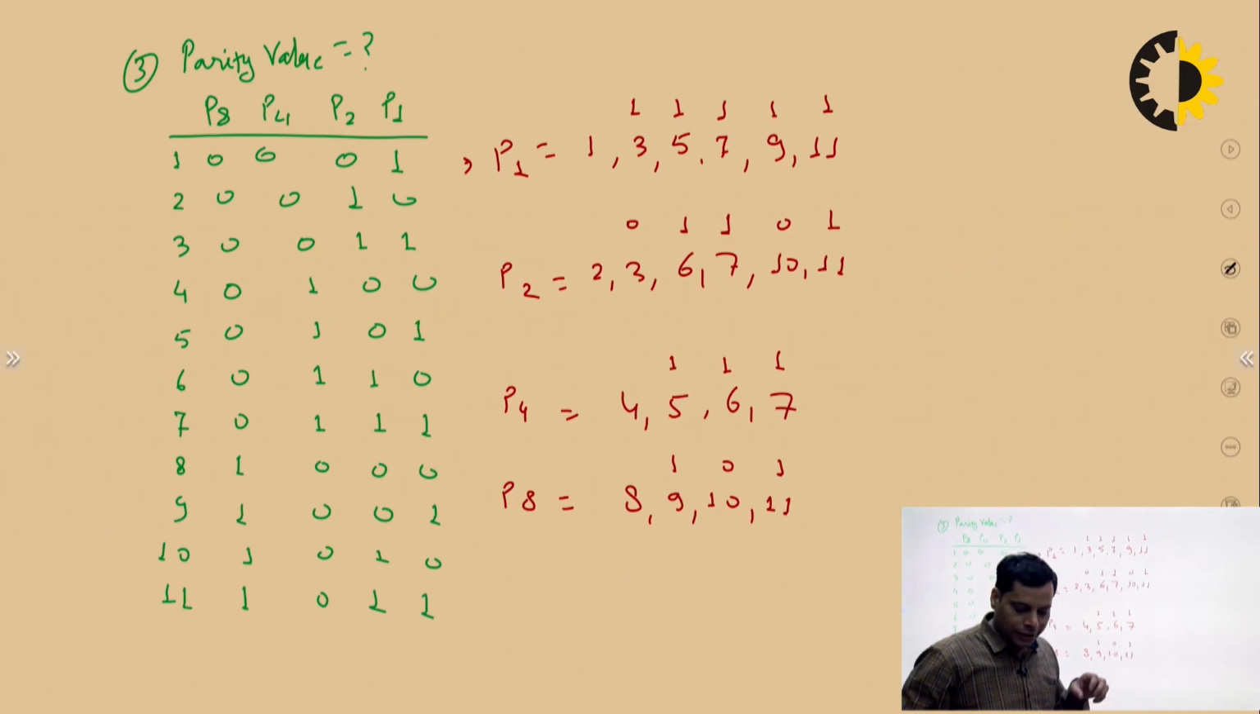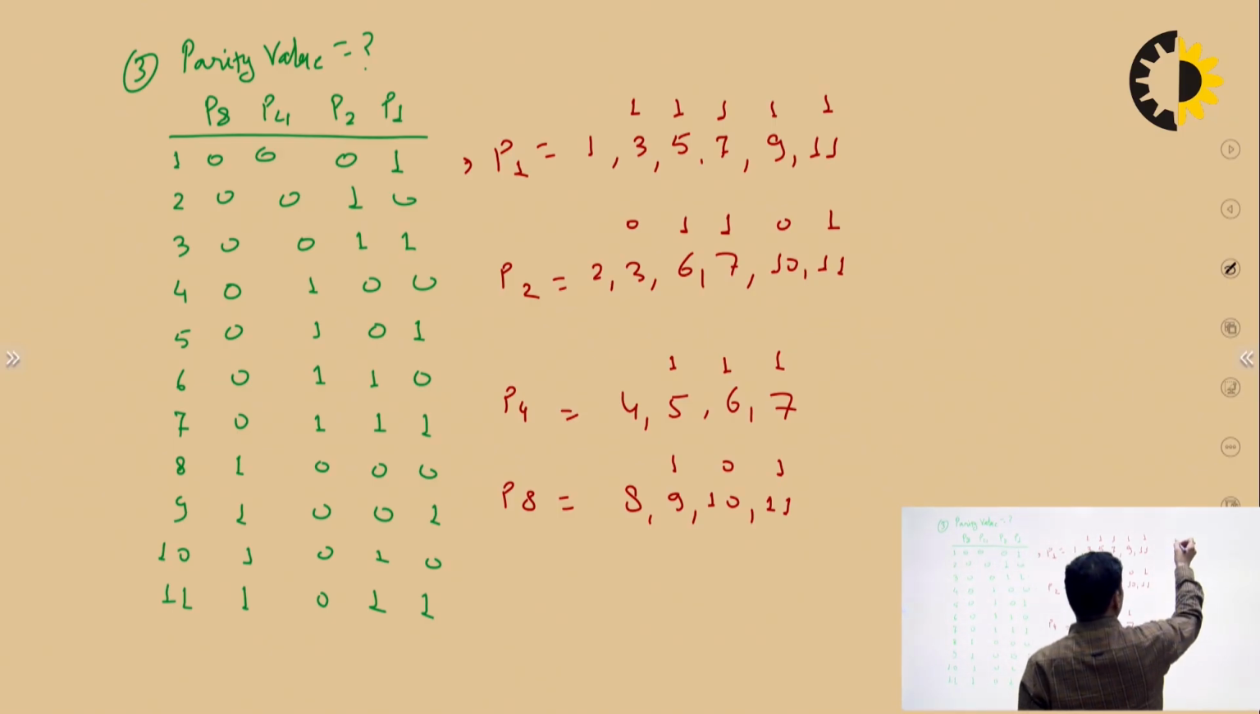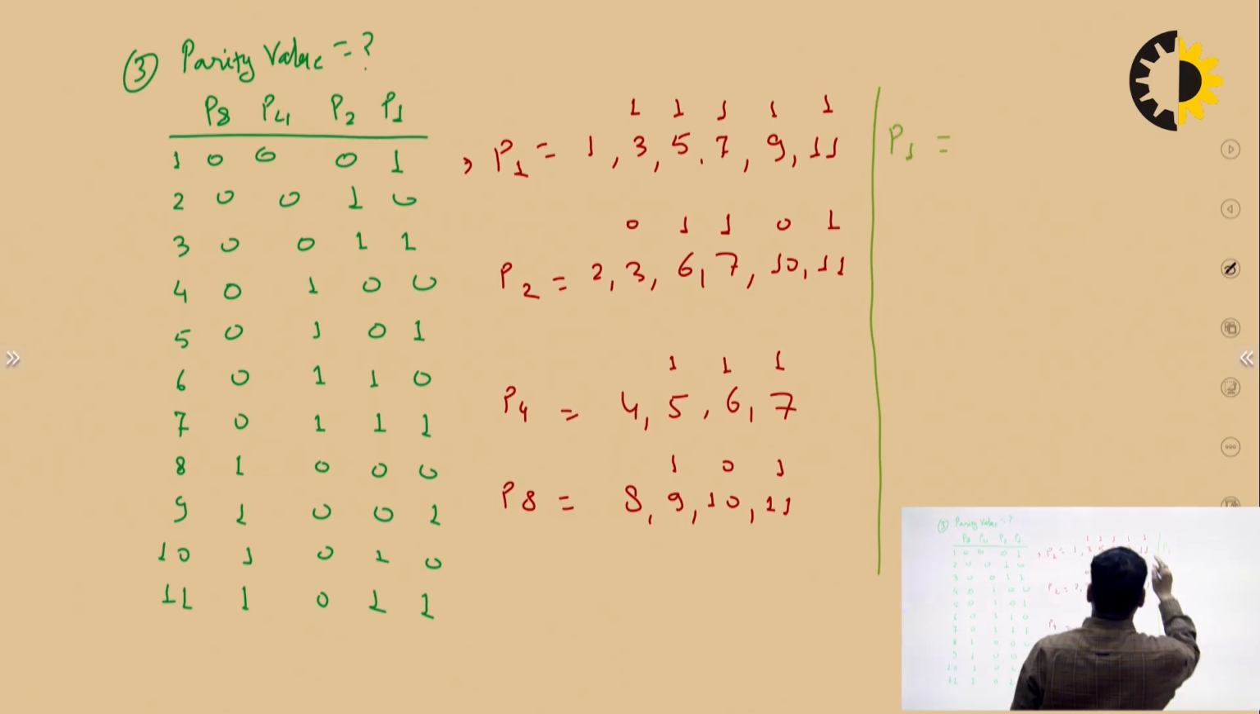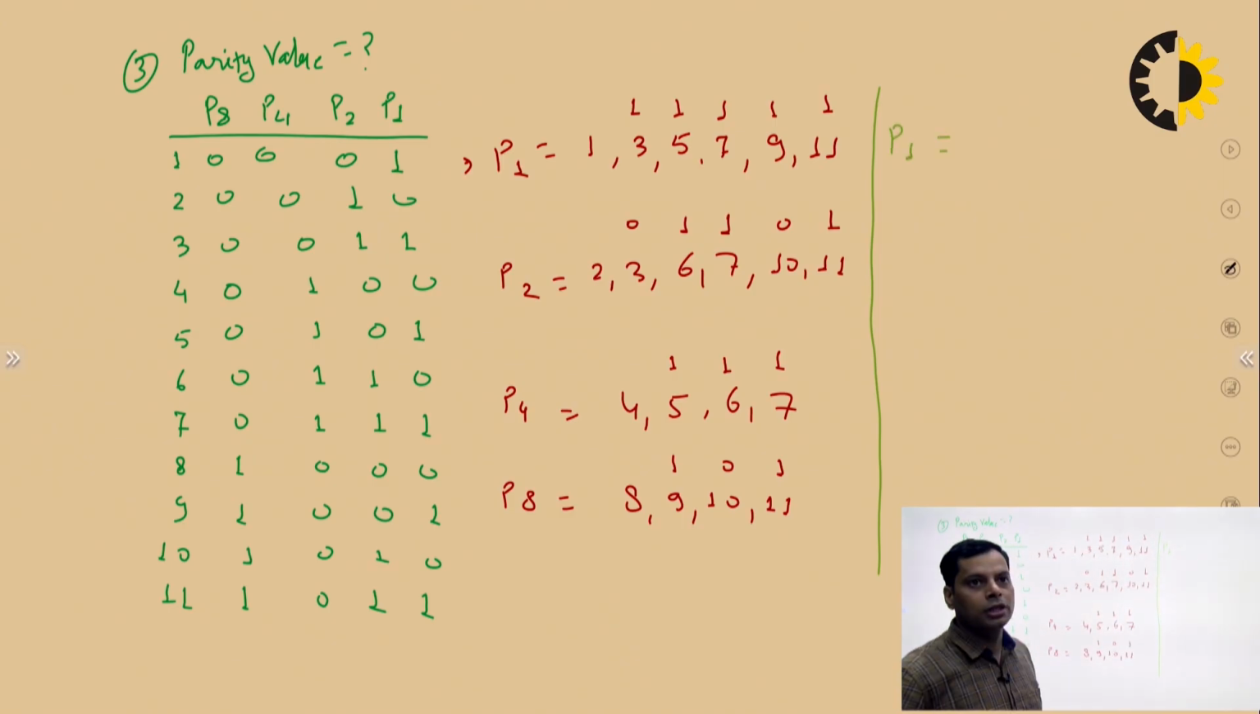So here we have to use the parity check method. What we are going to use here is the even parity method. Along with this even parity method, we have to count the values for the parity bits, starting with P1. What will be the value of P1? For that, we have to count the number of ones here.